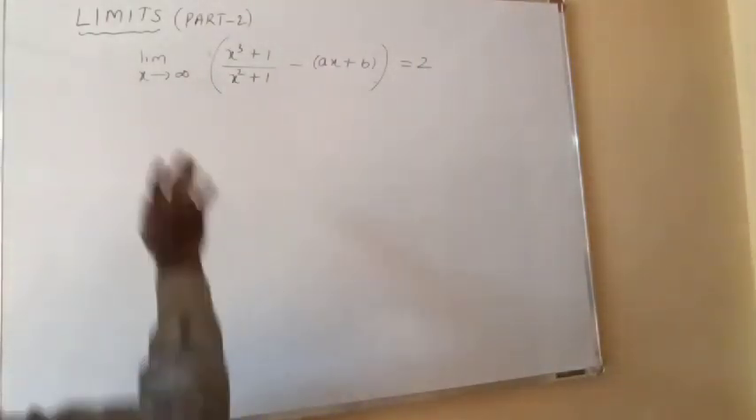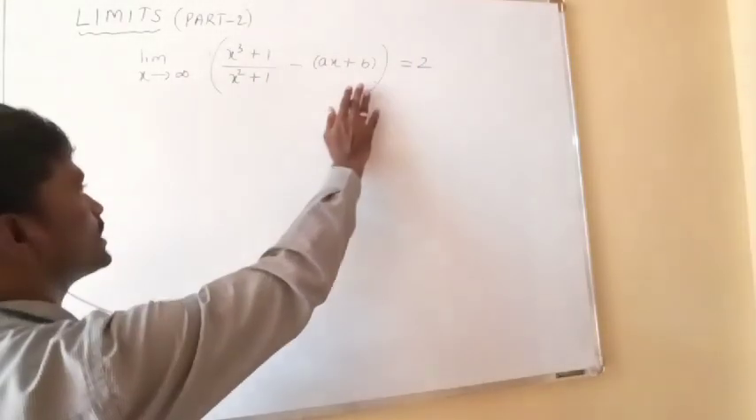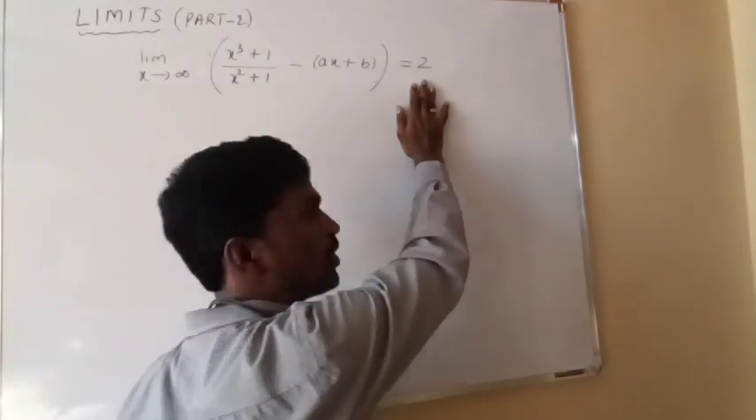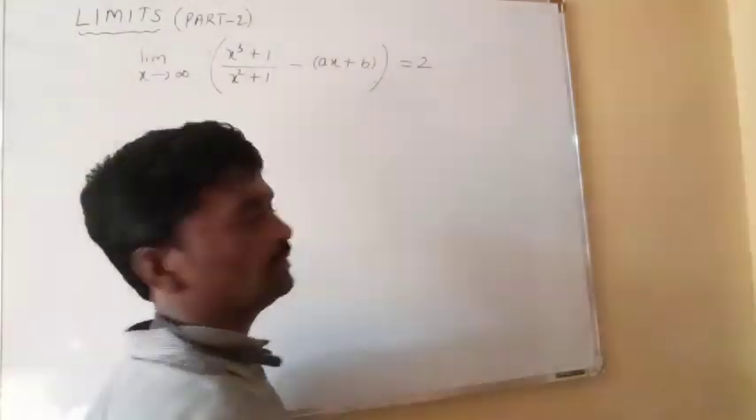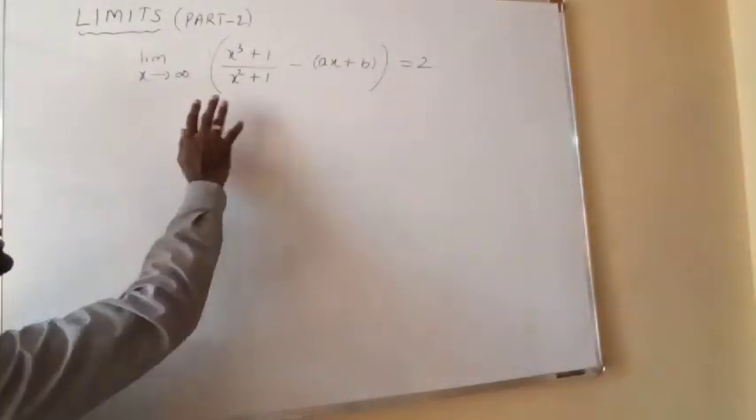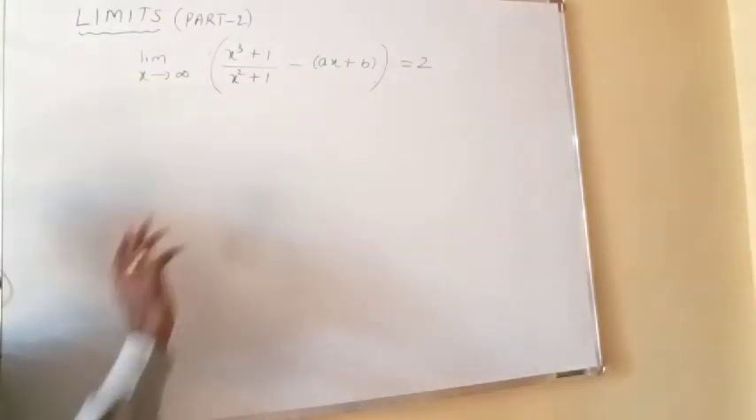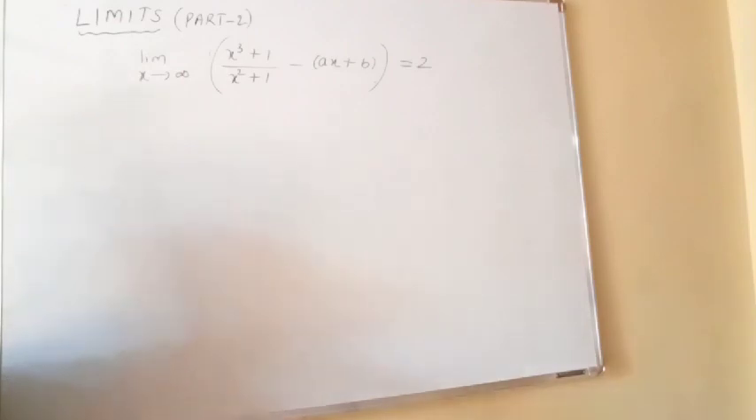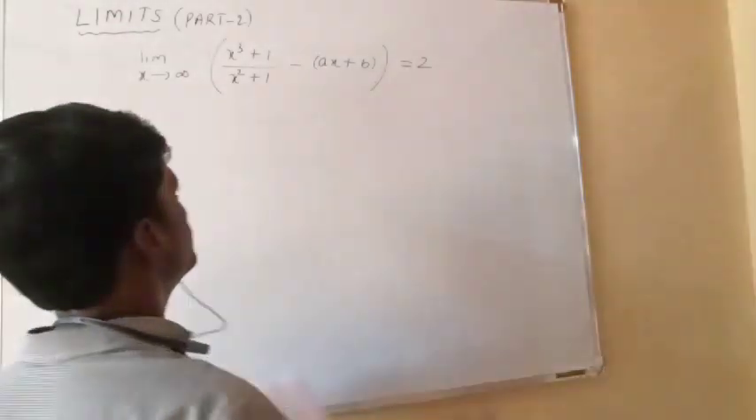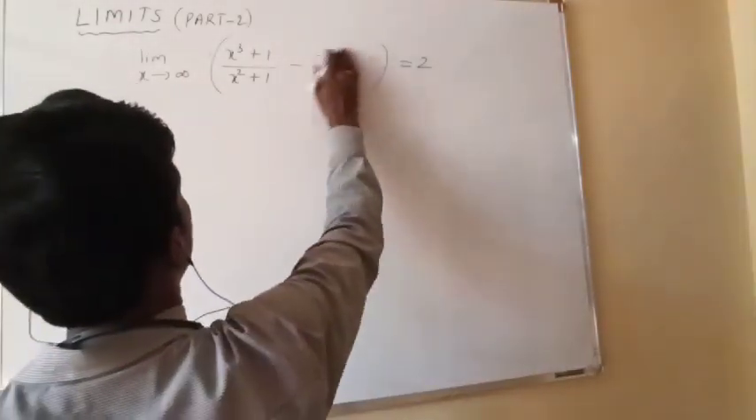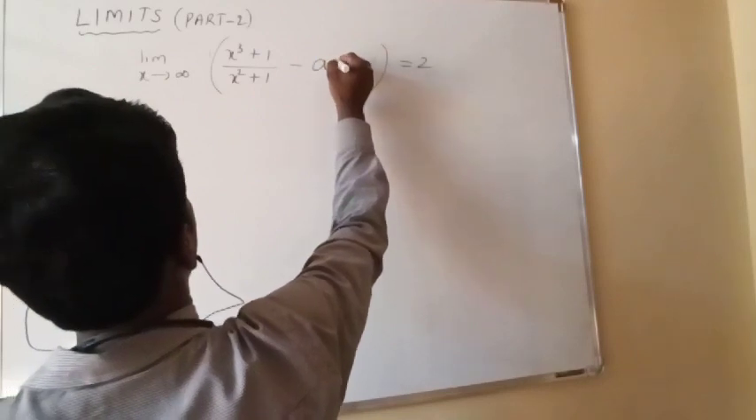So given that the limit of this function exists and is finite, and it is a non-zero real number, particularly 2, then we have to find the unknown constants a and b.